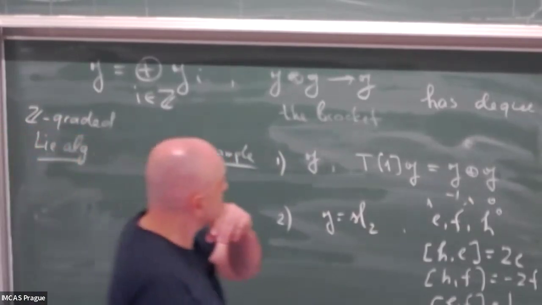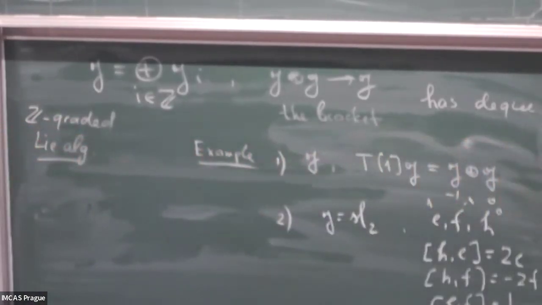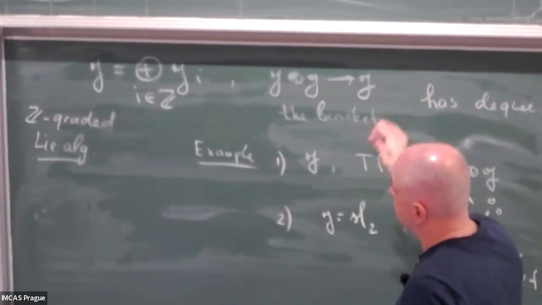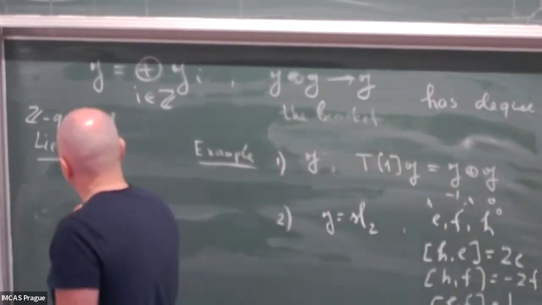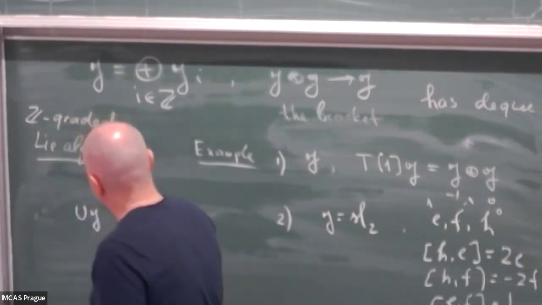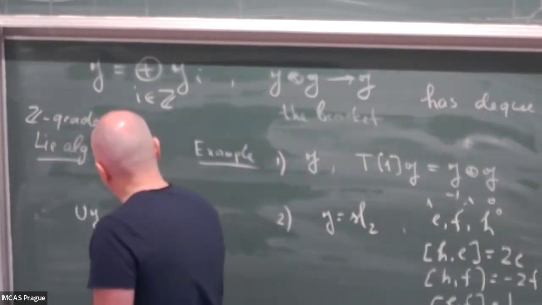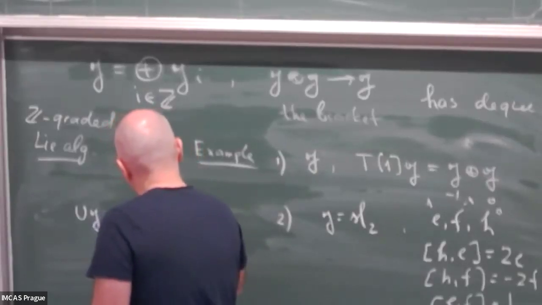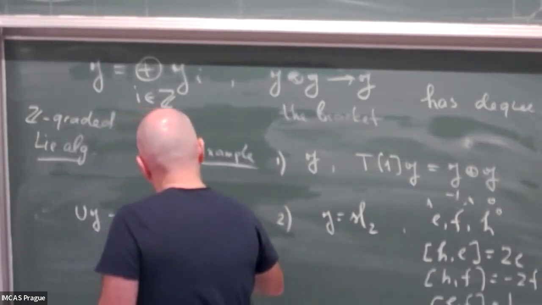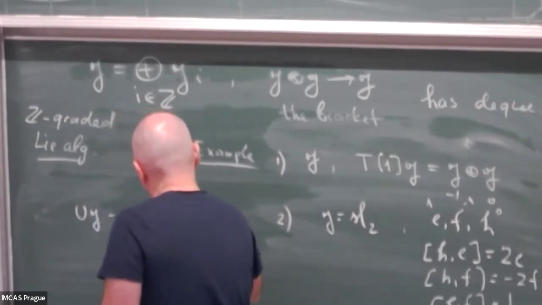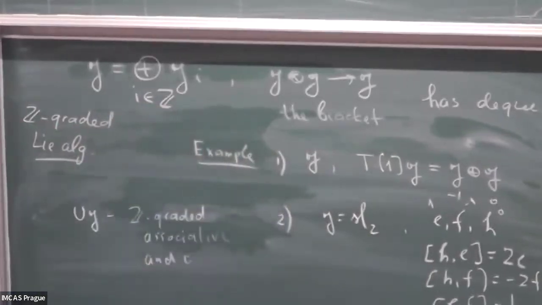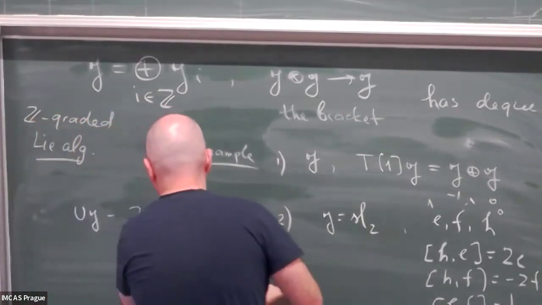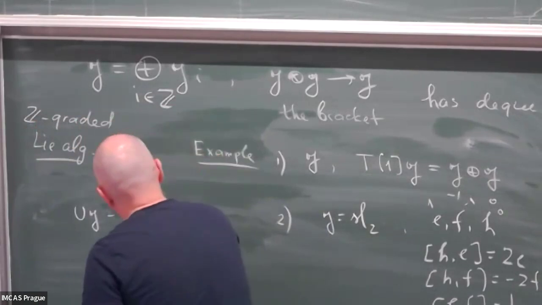Now the next question: can we apply the universal enveloping algebra functor to this? And the answer is yes. Actually nothing changes. We can consider U of G, and it will be a Z-graded associative and co-associative algebra, a Z-graded Hopf algebra.